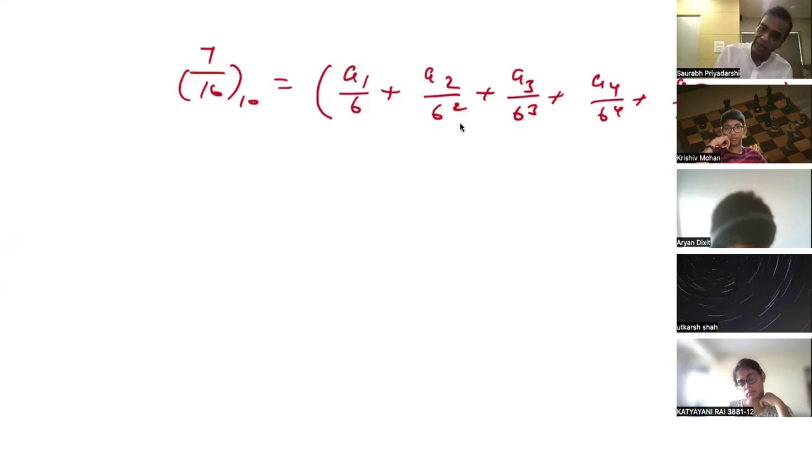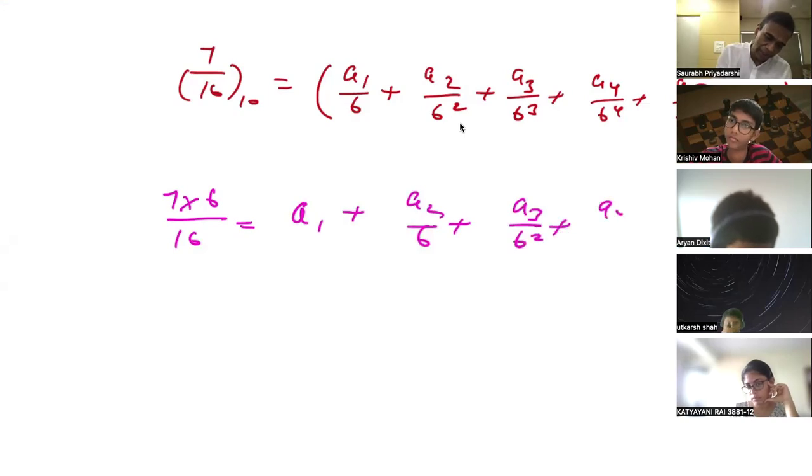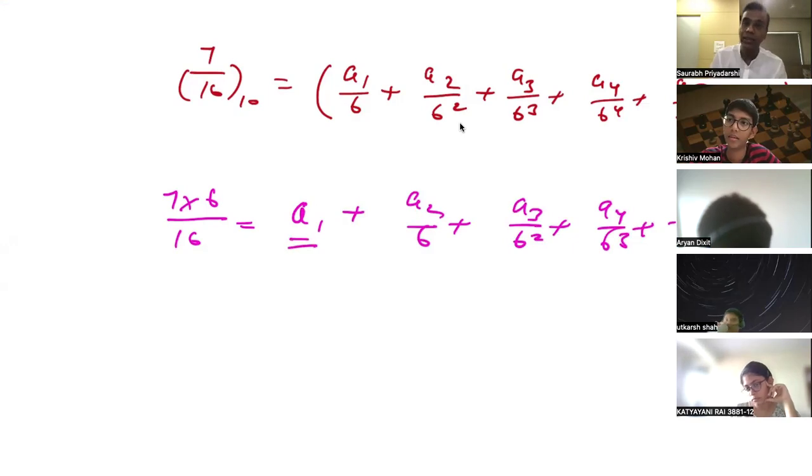So I'm multiplying this by 6. If I multiply this by 6, this will be A1 plus A2 by 6, A3 by 6 square, A4 by 6 cube, and so on. So this number is the integer.